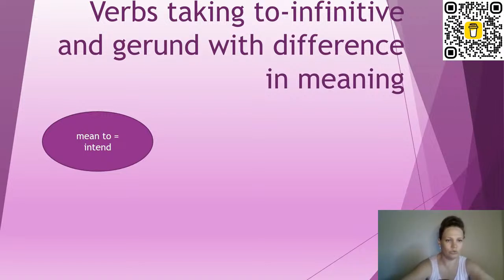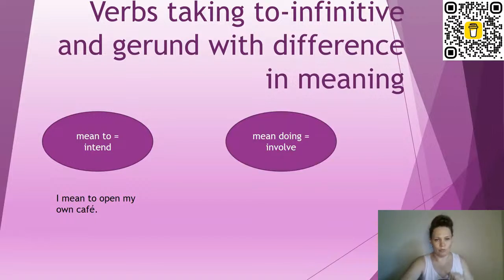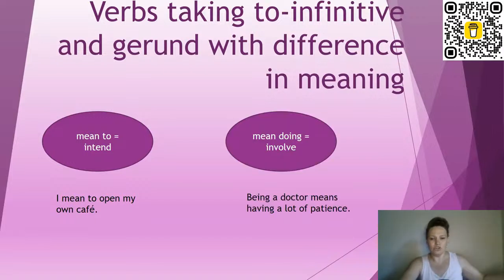The next one, mean to, is equal to intend. For example, I mean to open my own cafe. I want, I intend to do it. I mean to open. And mean doing means involve. Being a doctor means having a lot of patience. Being a mom means having a huge ton of patience.